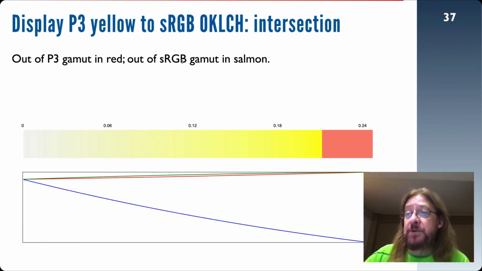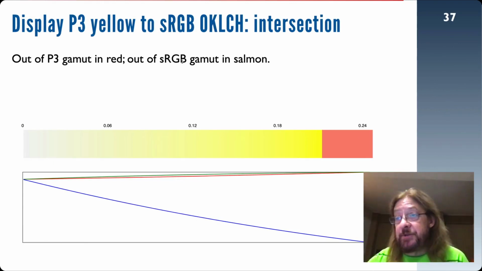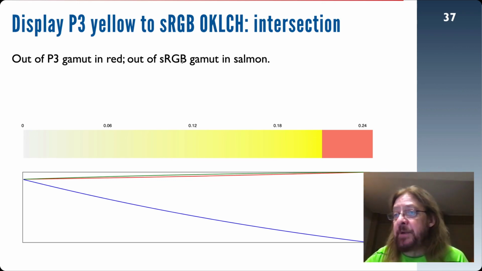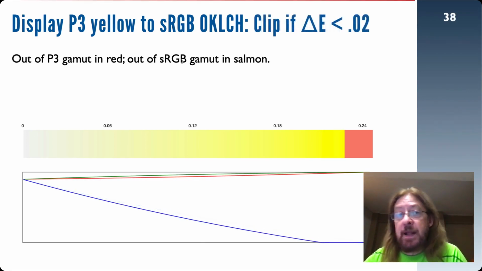Remember the problems we had with concavity when mapping display P3 yellow to sRGB? Here's the same experiment without the early clipping. In OKLCH, it's much better already. The final clip stage still helps though.